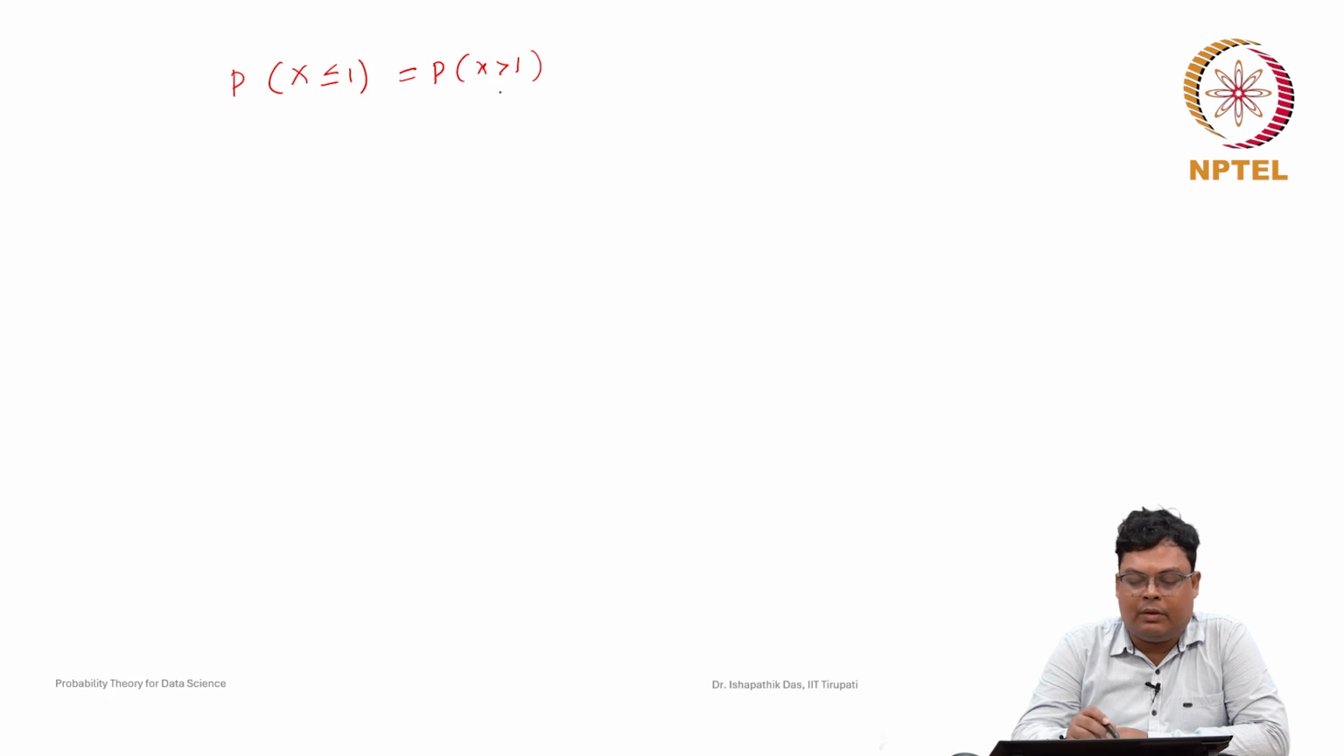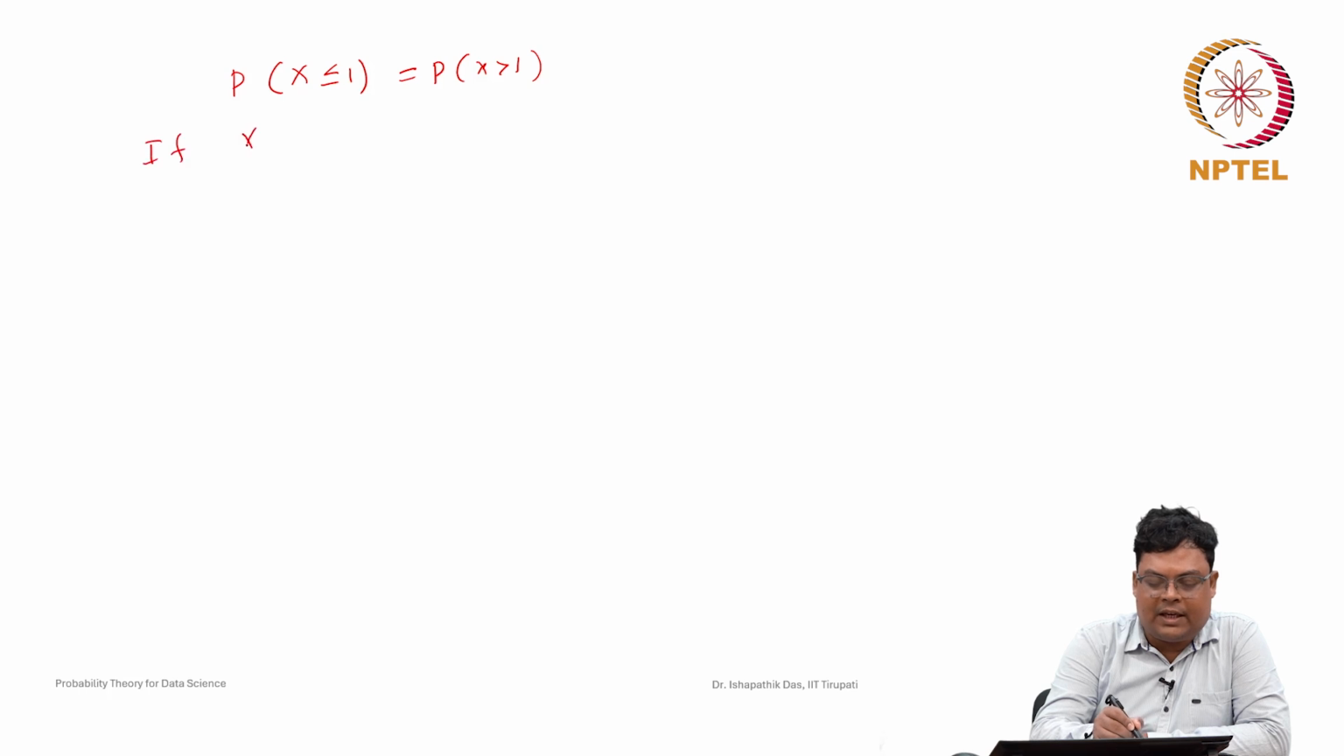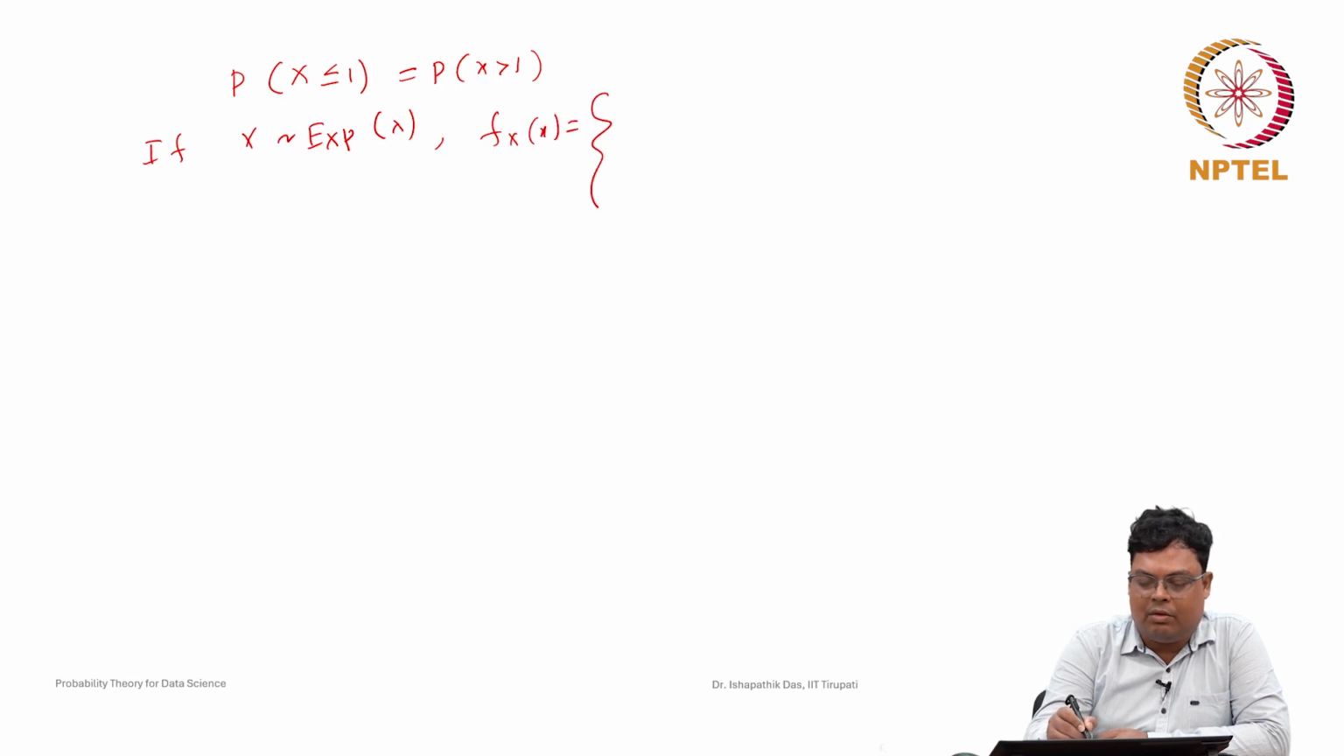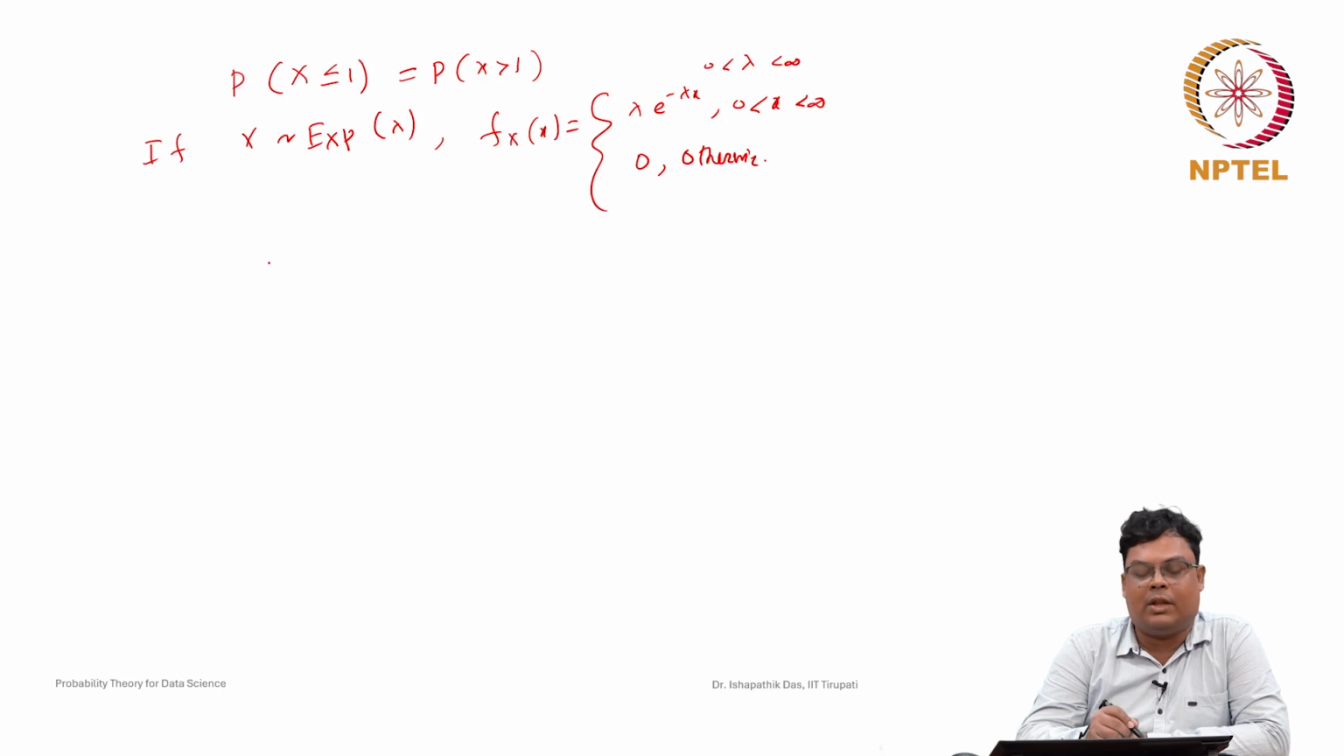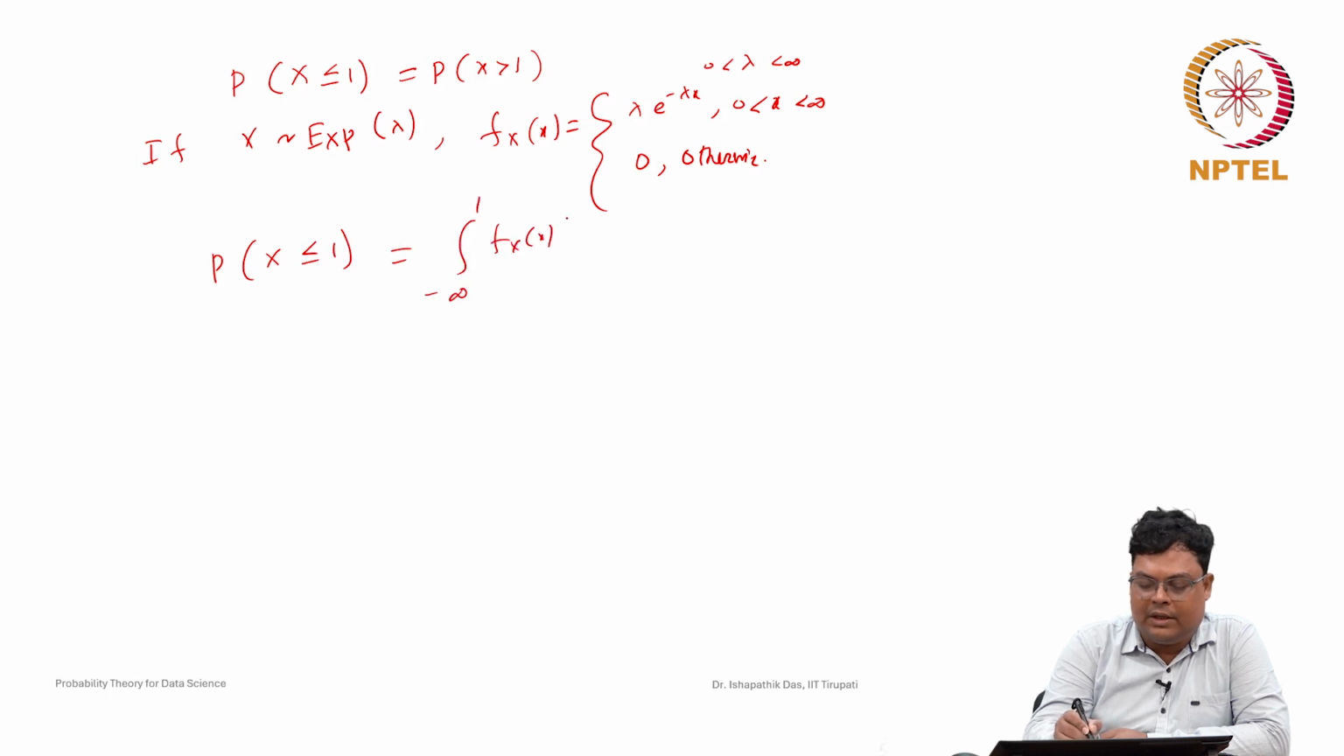Anyway, if x has an exponential distribution with parameter lambda, the probability density function is f(x) equal to lambda e to the power of minus lambda x, for x greater than 0 and less than infinity, where lambda is greater than 0, and 0 otherwise. Now what is the probability that x is less than or equal to 1? How can we find that? The probability that x is less than or equal to 1 is the integral from minus infinity to 1 of f(x) dx.